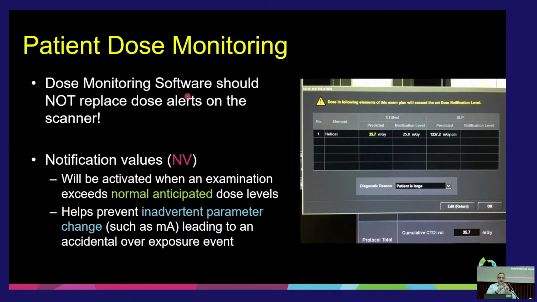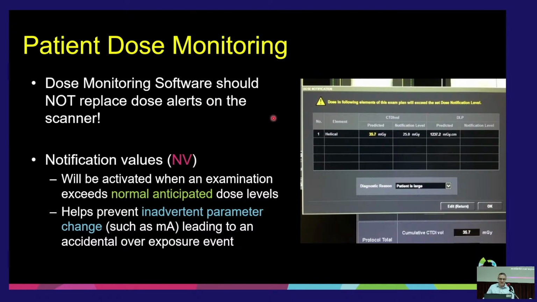Now, this is very important. I want to just make sure that we're very clear here. Setting alerts on the dose monitoring software is great for protocol review. You still need to make sure that you have dose alerts set on the scanner itself. And that's the best way to catch the mistake before it ever happens and we accidentally overexpose our patients.